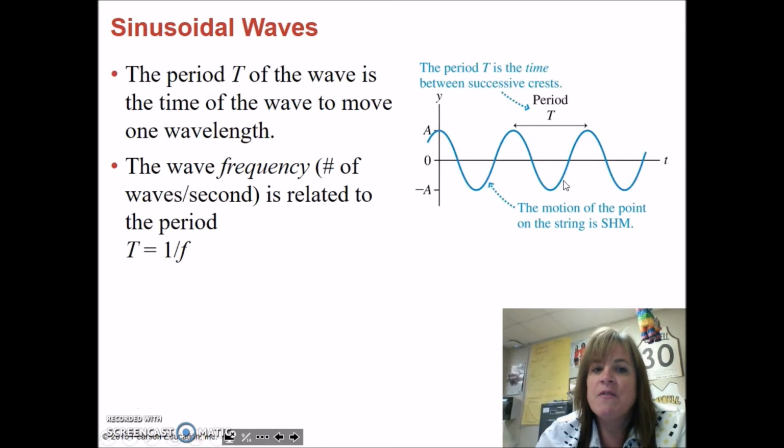Frequency, remember, is the inverse of period, so we would talk about it in terms of the number of waves per second.